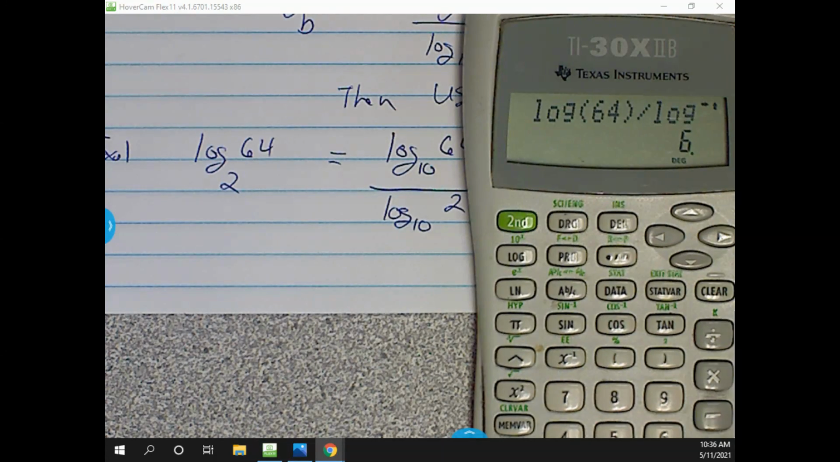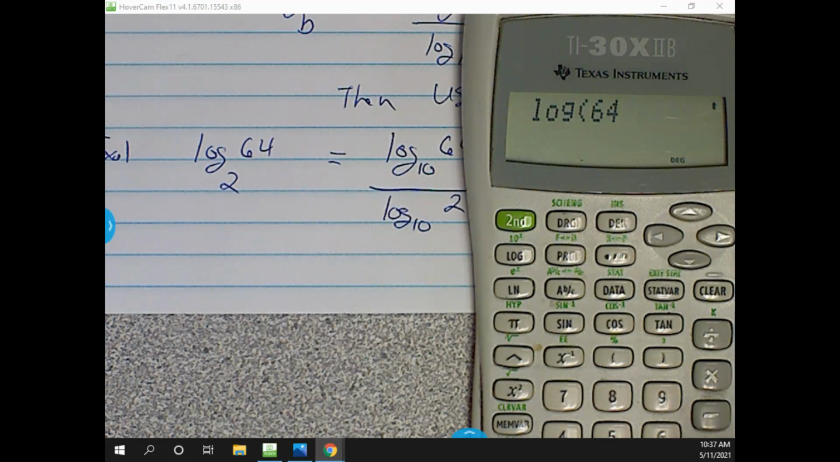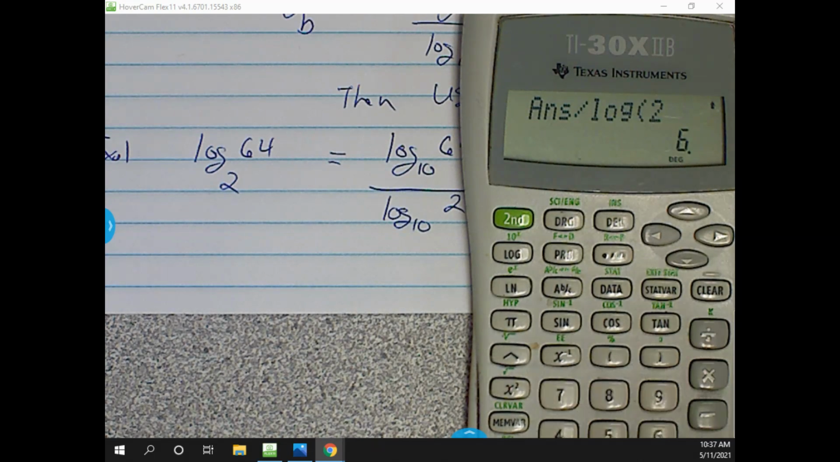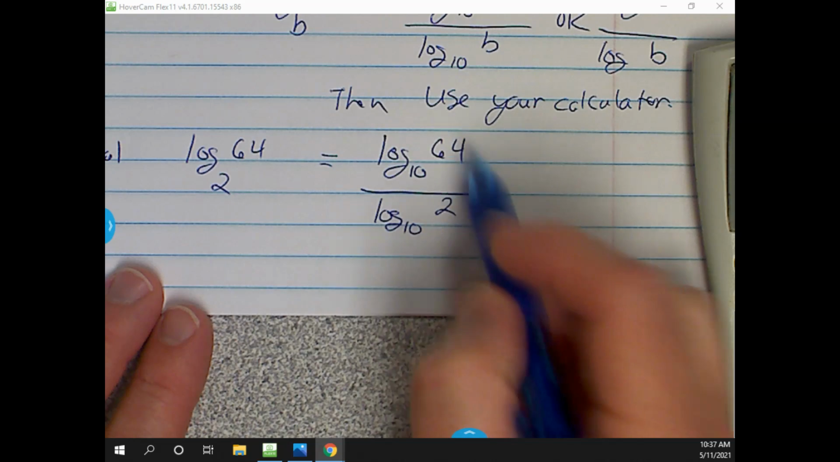And if you do that, then you get 6. All right, now, if you did it one step at a time, you could do log of 64 if you don't want to close it off, hit equals, and get that number, and then do divided by the log of 2. And then it would give you the number 6 there. So either way you go, it's fine. Just realize that if you try to do it all in one step, you've got to close this number off in parentheses when you go through there.